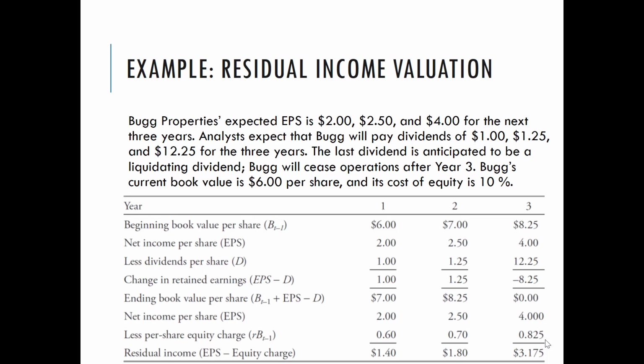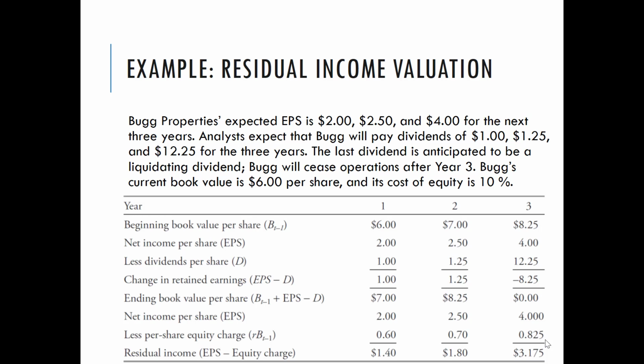So the big deal when we're looking at residual income is that we need to compare the earnings per share that we're given to an equity charge to figure out what the residual income is in each year. To figure out what the equity charge is in each year, in this case, we're going to be trying to figure out what the beginning book value is in year 2 and year 3. Because we know what the beginning book value in year 1 is, it's $6 per share.